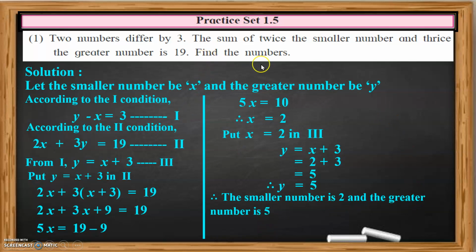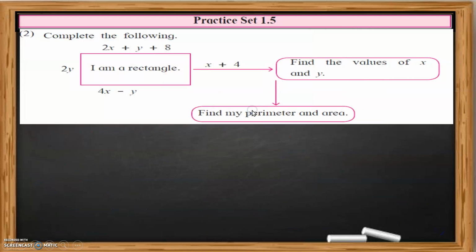But what is the question? Find the numbers. So we will write the final statement as the required numbers are 2 and 5. Hope this solution is clear, students. Let's go to the next question.